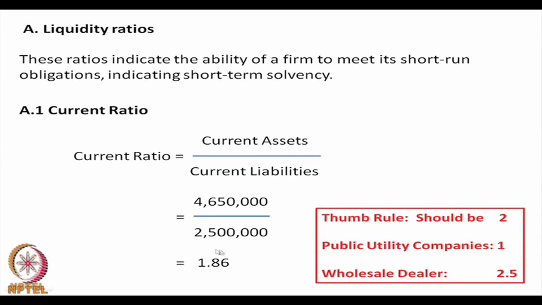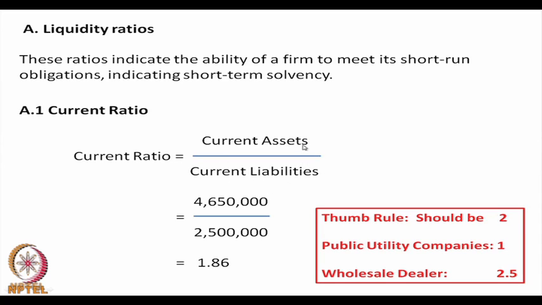A thumb rule which is used for the current ratio is that it should be close to 2. Of course, for different types of companies they can differ. For public utility companies, this ratio could be as low as only 1, whereas for a wholesale dealer, the value is as large as 2.5. Now, when it is 2, it means you should have much more current assets than current liabilities.